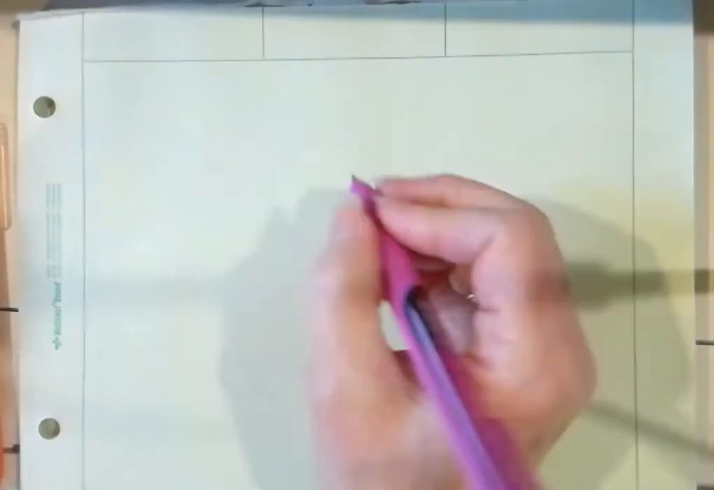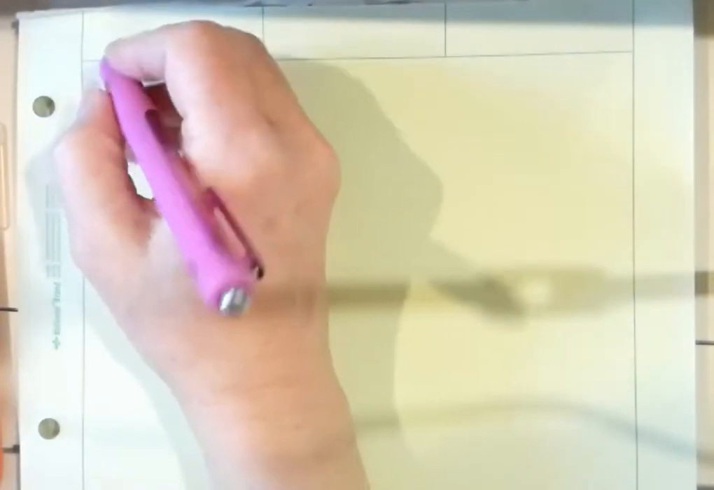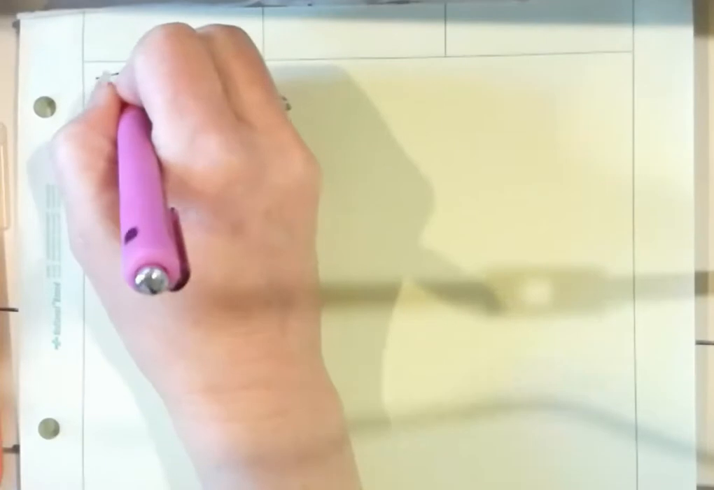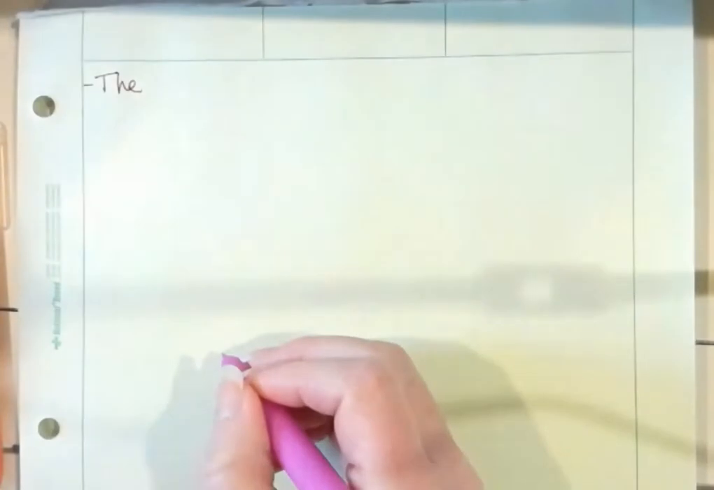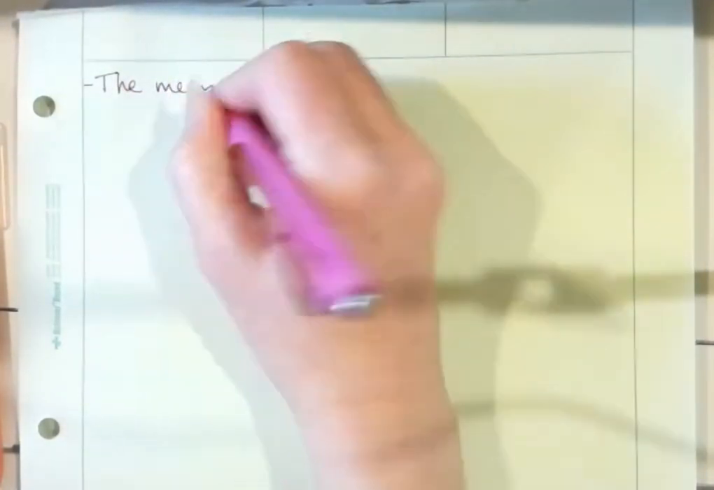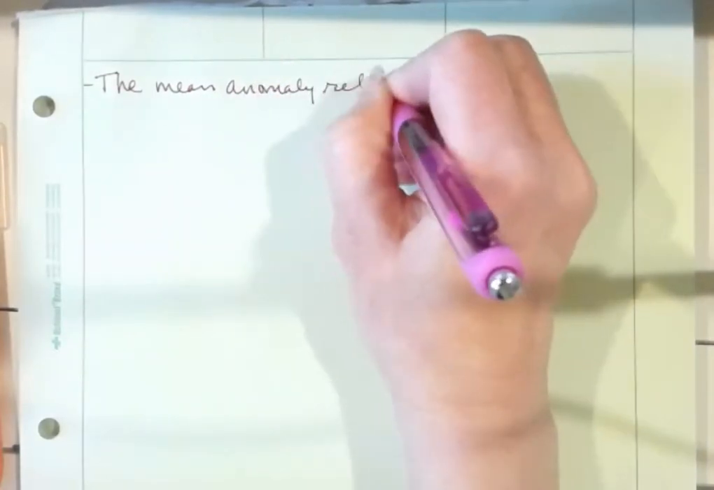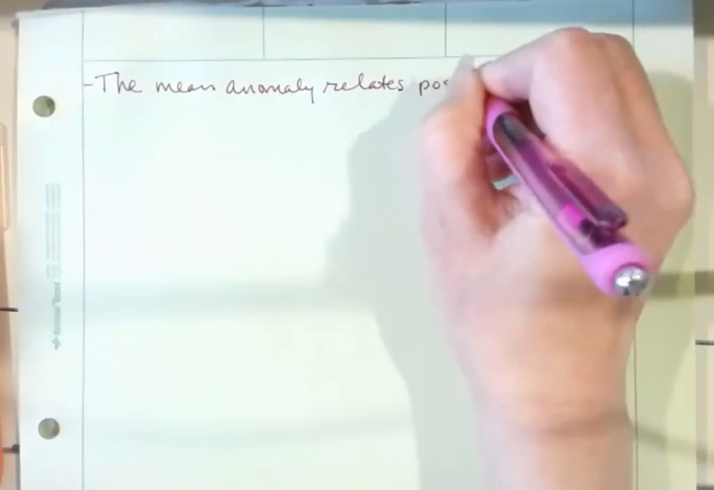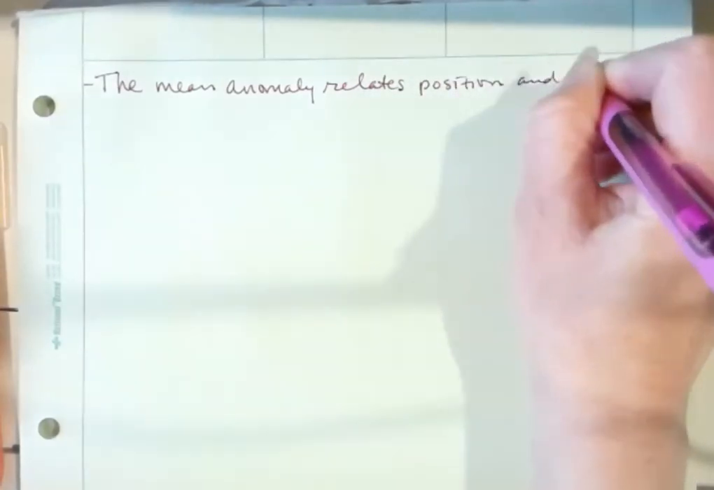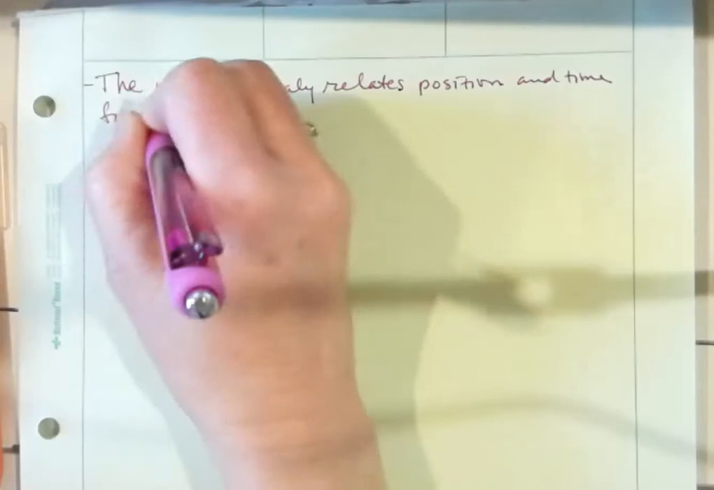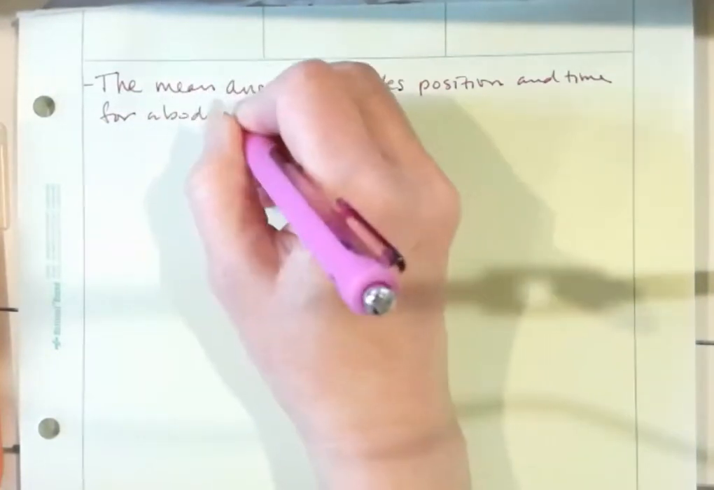So let's go to the next page. All right, now that we have those two equations, we'll go over examples in just a second. Let's write a few notes about it. The mean anomaly, which was M, relates position and time, like I just said, for a body moving in a Keplerian orbit.